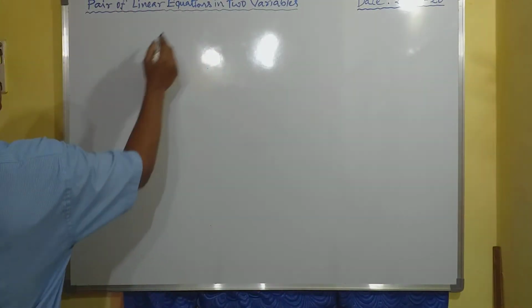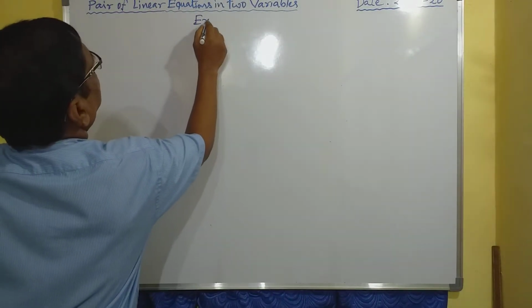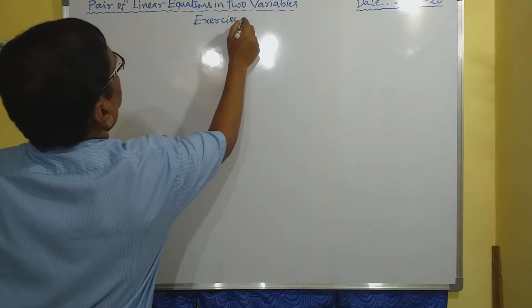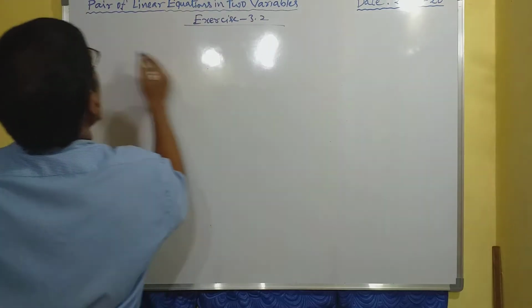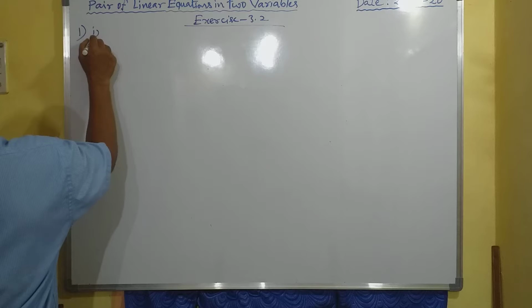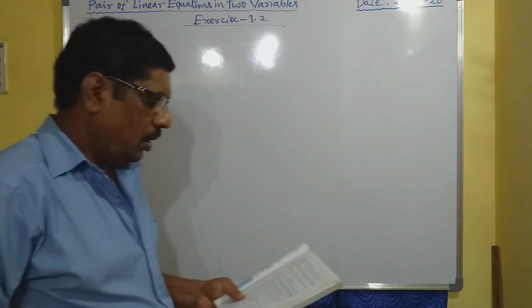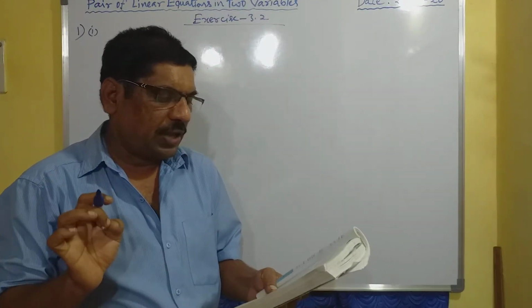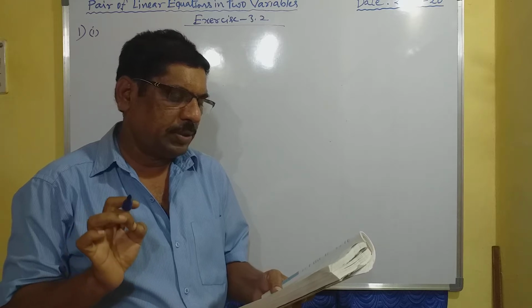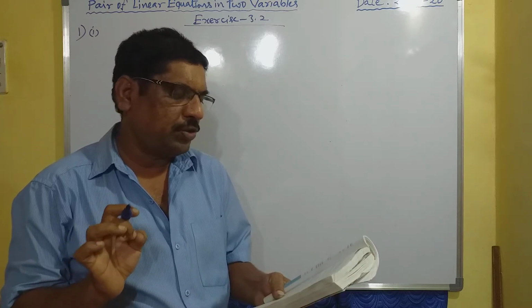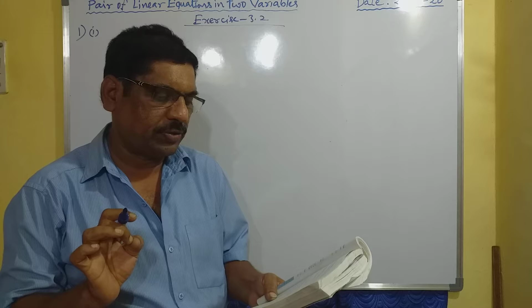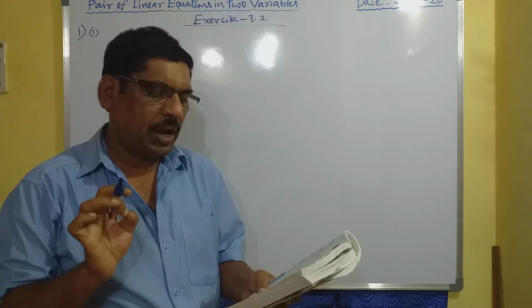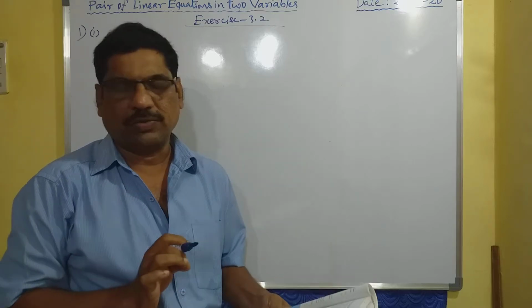Now we have to form the pair of linear equations for the following situations. Now look at exercise 3.2, first problem. Ten students of class 10th took part in a mathematics quiz. If the number of girls is 4 more than the number of boys, find the number of boys and girls who took part in the quiz.